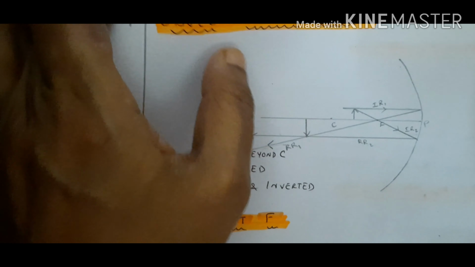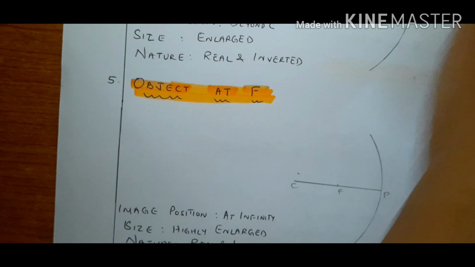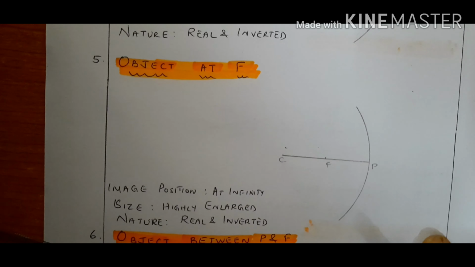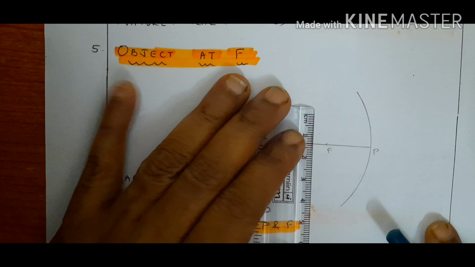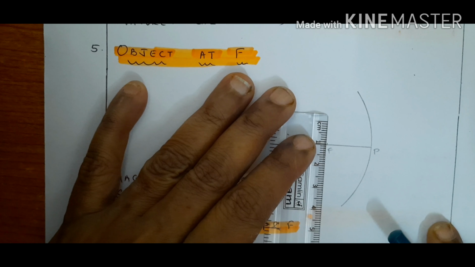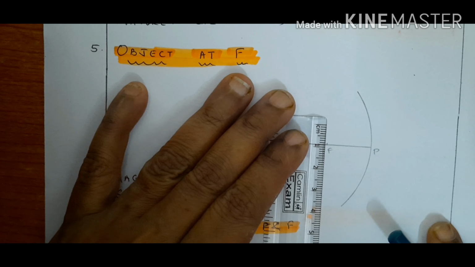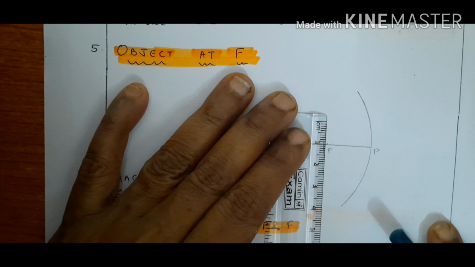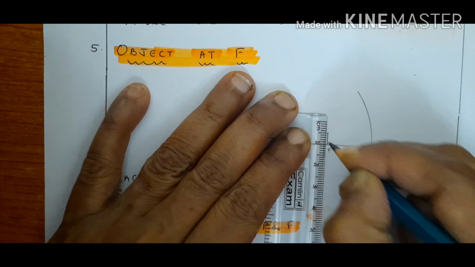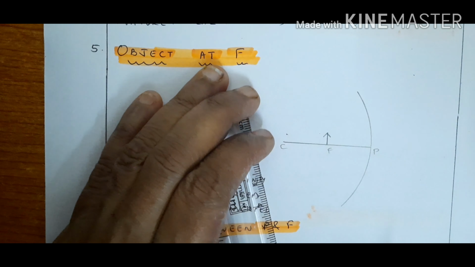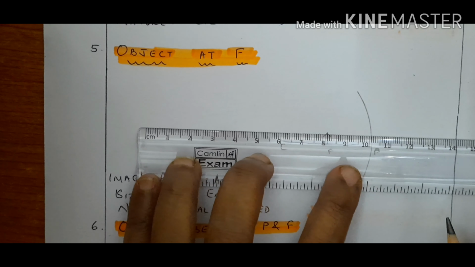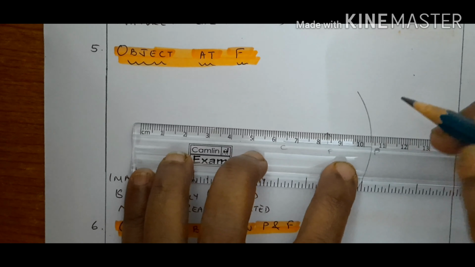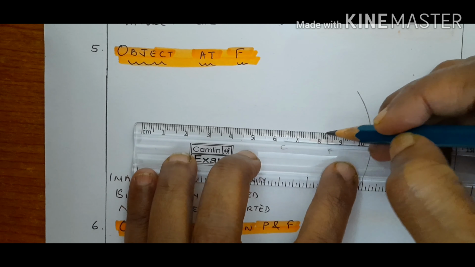Now, next position. I am taking the object closer to the mirror again, and here I am keeping the object at the focus. So again I am drawing the object at the focus. Please make sure, it would be nice if you can draw an object which is the same size throughout. The same principle I follow: I draw the first ray parallel to the principal axis.